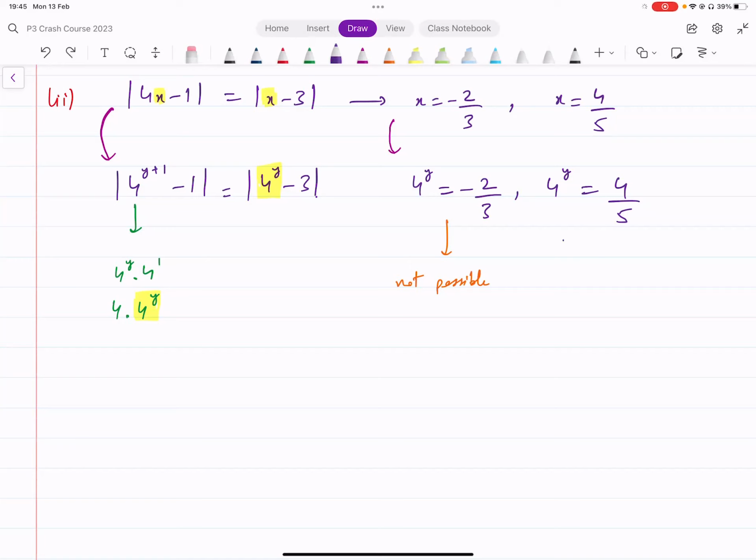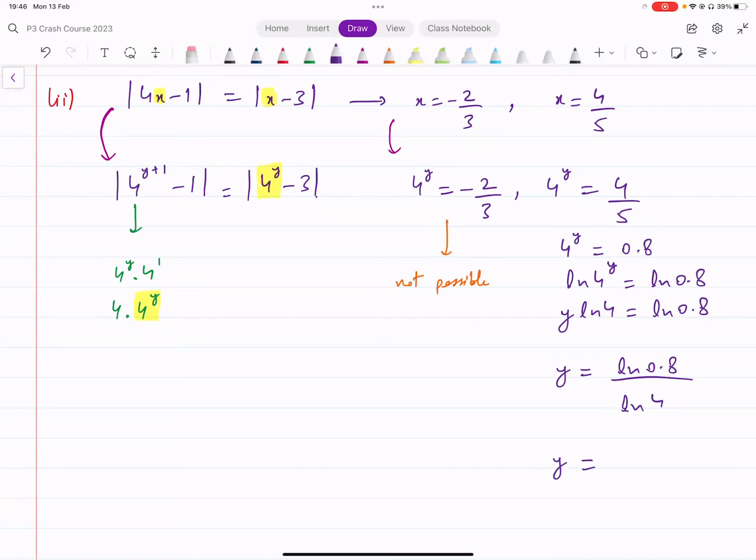This is 4 raised to power y equals 0.8. If you take log on both sides, you get ln 4 raised to power y equals ln of 0.8. Y comes down here and it becomes y ln 4. That equals ln of 0.8. And y equals ln 0.8 divided by ln of 4. And that's going to give you the value of y that you were looking for. Okay, you can solve this and see what that gives you.